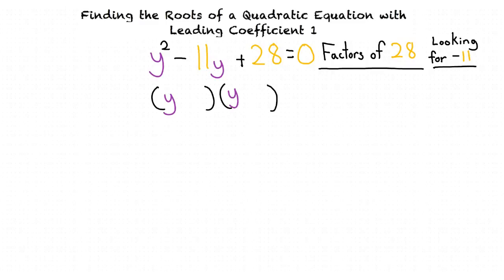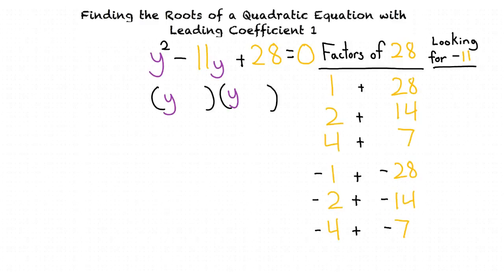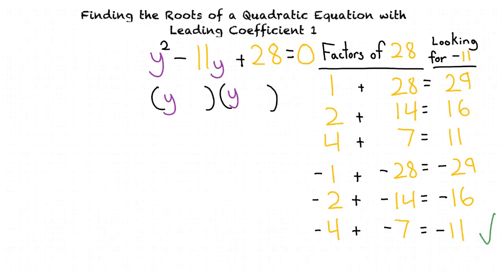The factors of 28 are 1 and 28, 2 and 14, 4 and 7, negative 1 and negative 28, negative 2 and negative 14, and negative 4 and negative 7. Since all our positive pairs will only give us positive numbers as answers, we can skip them and go to our negative numbers. When we add up our negative pairs, we see that the pair that adds up to negative 11 is negative 4 and negative 7.